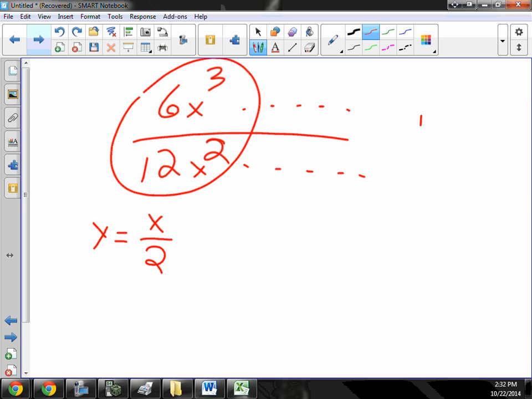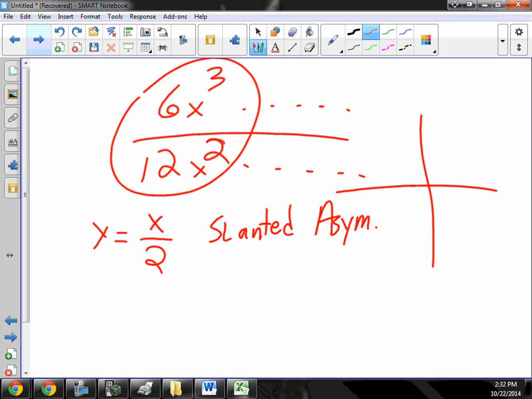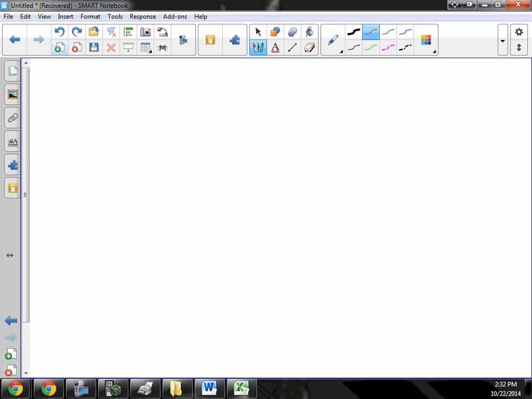So this graph does not have a horizontal asymptote. This is called a slanted asymptote. So if I graph the line 1/2 x, then it would look something like this. And it's slanted.